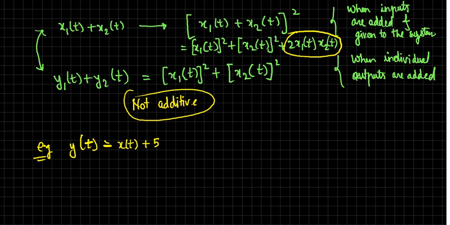This is not additive, right? It's not additive because this 5 factor gets added only once. Okay, so this is not additive. How will you prove that? x1 of t, if you give, will get y1 of t, that is nothing but x1 of t plus 5. If you give x2 of t, will get x2 of t plus 5.